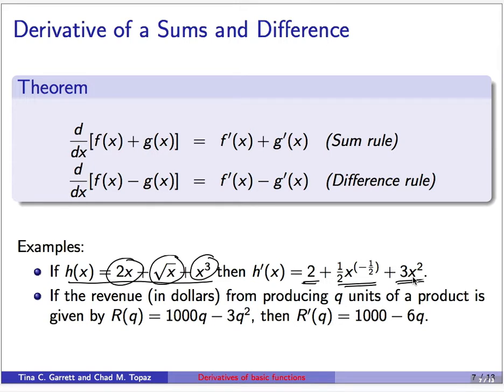Similarly, if you have a function r of q that's modeling revenue in dollars from producing q units of a product, and if r of q equals 1,000q minus 3q squared, then we can use the difference rule here and say the derivative of 1,000 times q is just 1,000. The derivative of 3q squared, you use the power rule again. The 2 comes down, the 3 and the 2 multiply, and you get 6q. And the difference rule says you just subtract those. So the derivative r prime of q is 1,000 minus 6q.